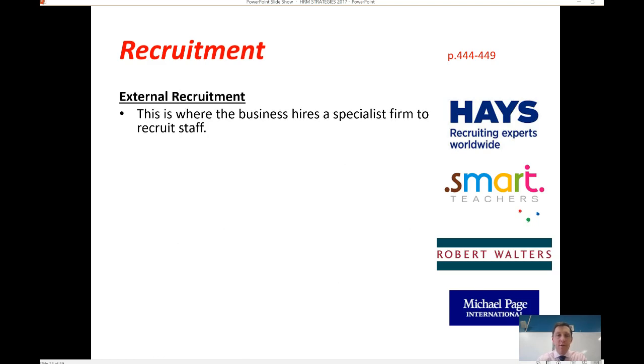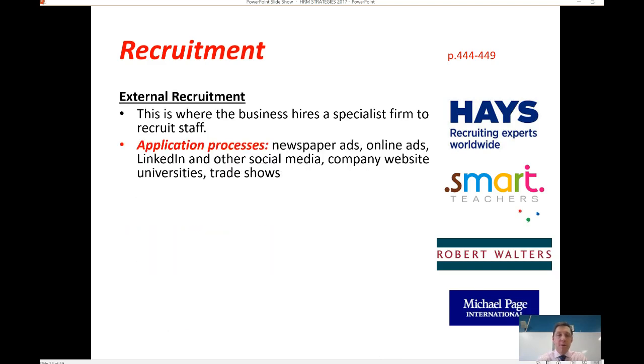So in terms of external recruitment, where the business hires a specialist firm to recruit the staff, the business makes a decision, okay, we're not the best people to go about and hire a staff member, so therefore we're going to recruit someone. We're actually going to hire someone to do the hiring for us who is outside this organisation. How would that look? Well, that external recruiter would post an ad in a newspaper or online.